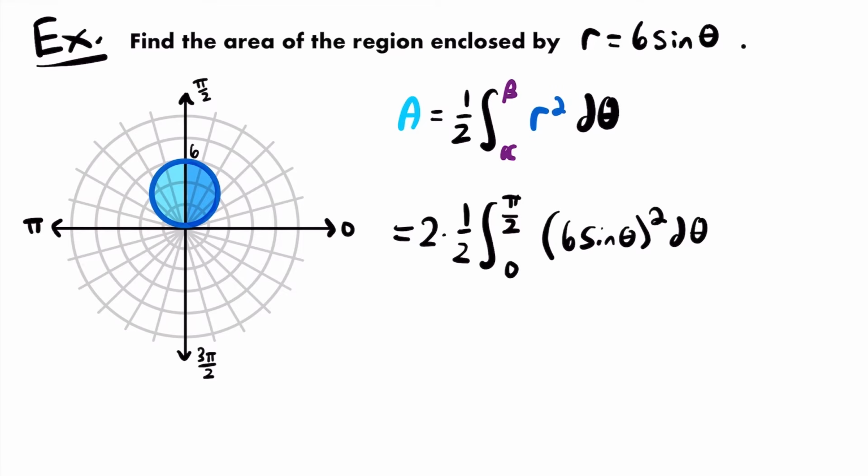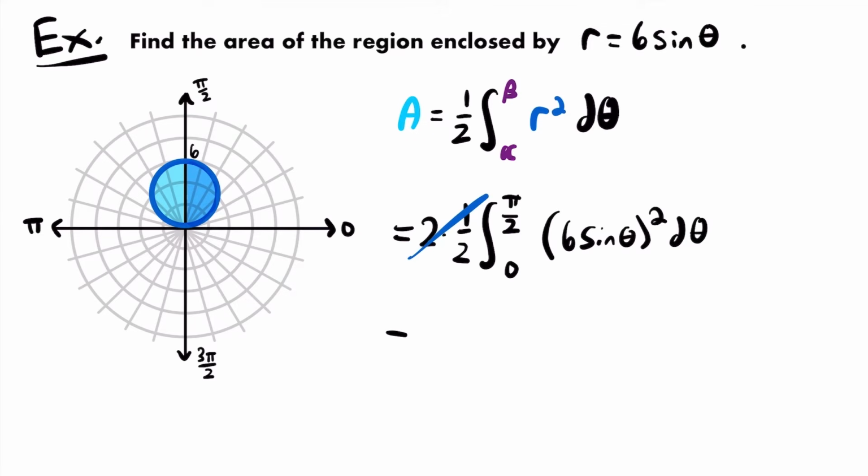Of course, your bounds of integration could be from 0 to pi, right? This whole area lies between the angles of 0 and pi. You could go about it that way, but I like to take advantage of symmetry if at all possible. All right, because what's going to happen here is this 2 and this 1/2 are going to cancel each other out. 2 times 1/2 is 1. So I'm just going to cross that out.